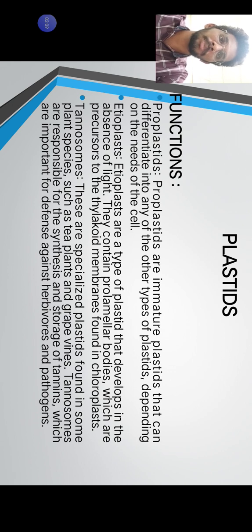Tanosomes. These are specialized plastids found in some plant species such as tea plants and grapevines. Tanosomes are responsible for the synthesis and storage of tannins, which are important for defense against herbivores and pathogens.